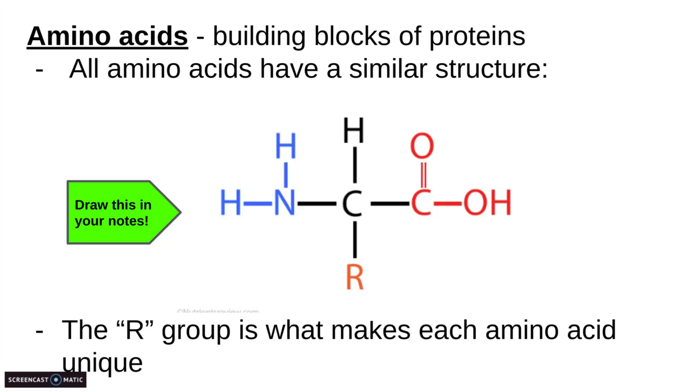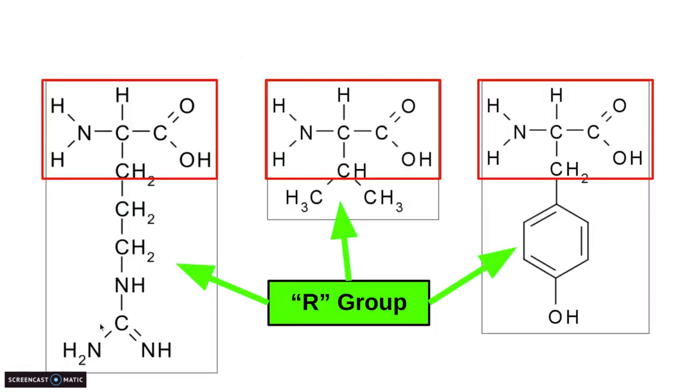So amino acids, building blocks of proteins. We stick a bunch of amino acids together, we get a protein. Okay, so here's some examples of those R groups, right? And so notice the bottom part is different on these different amino acids.